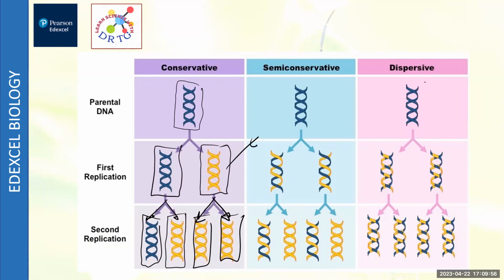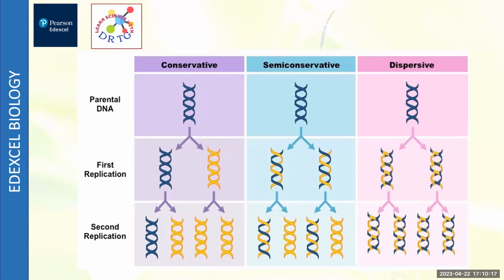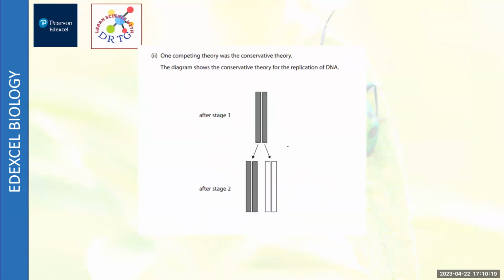And in the dispersive method, in both the strands we can see a mixture of N14 and N15 like this. It always gets the same thing. So if you always get the same thing, we should see the same one band. This is the conservative theory, old, new.